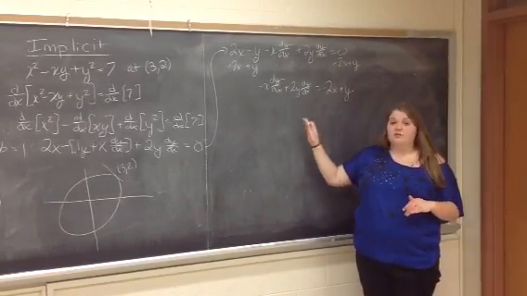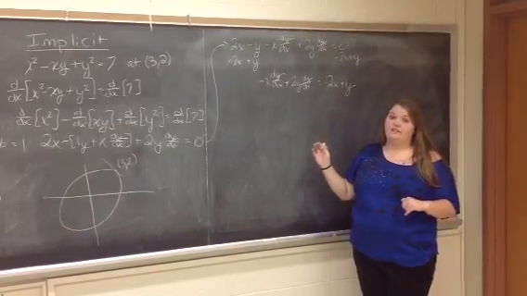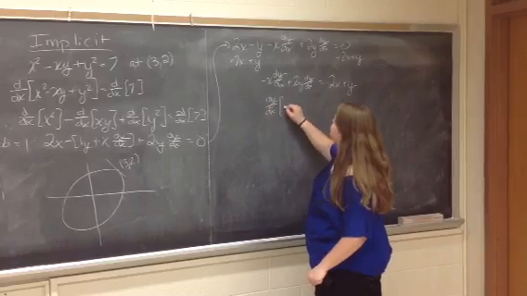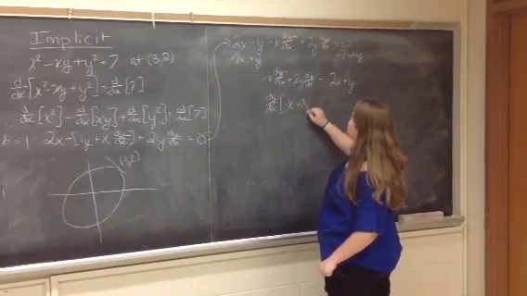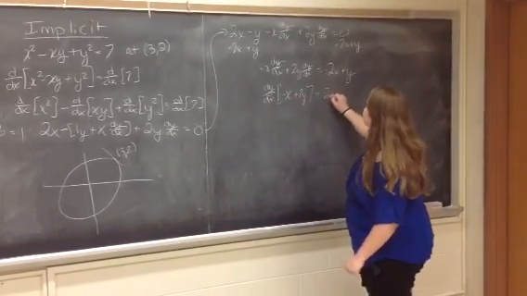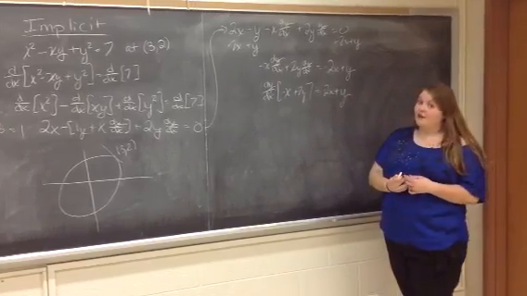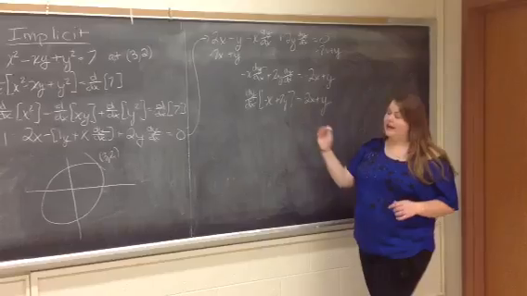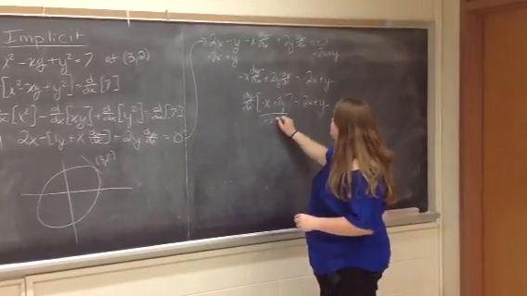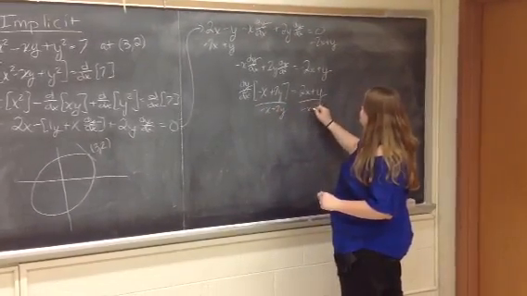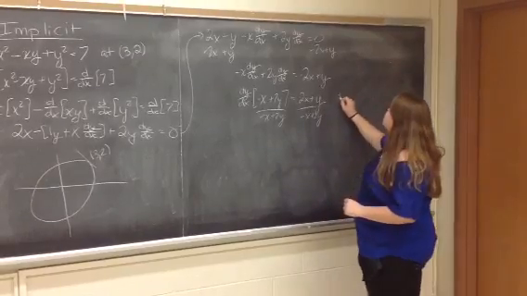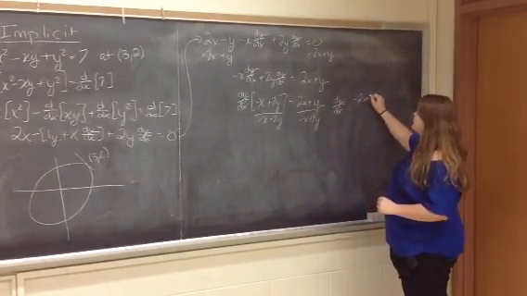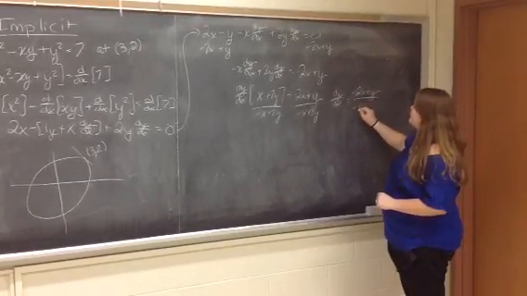Now we can factor out the dy/dx on this side since both terms have it in common. So we'll get dy/dx times the quantity negative x plus 2y is equal to negative 2x plus y. Now you may have guessed our next step is going to be to divide by this quantity to get dy/dx by itself. So dy/dx equals negative 2x plus y over negative x plus 2y.